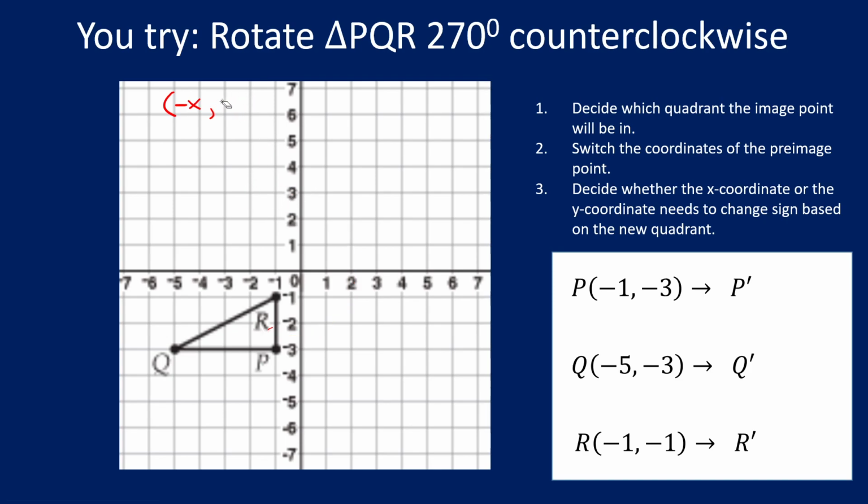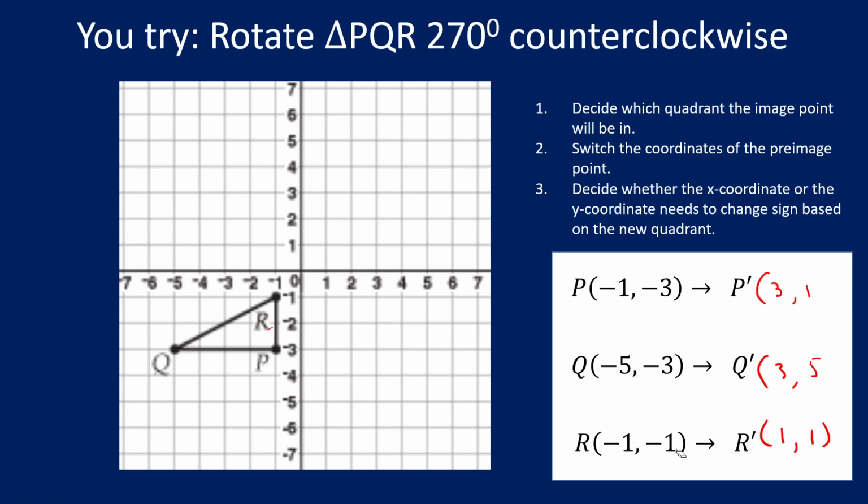So you can draw lines, you can do the geometric thing if you need to, but very simply we can start by switching our coordinates. So 3, 1, 3, 5, 1, 1. When we switch, just start with the numbers. Switch the 1 and the 3, the 5 and the 3, and the 1 and the 1. Of course, 1 and 1 just stay the same.